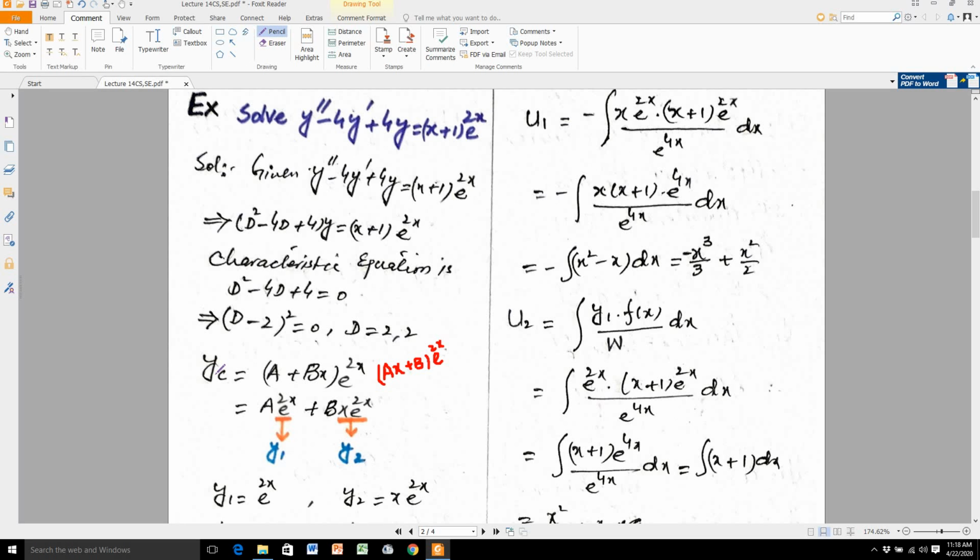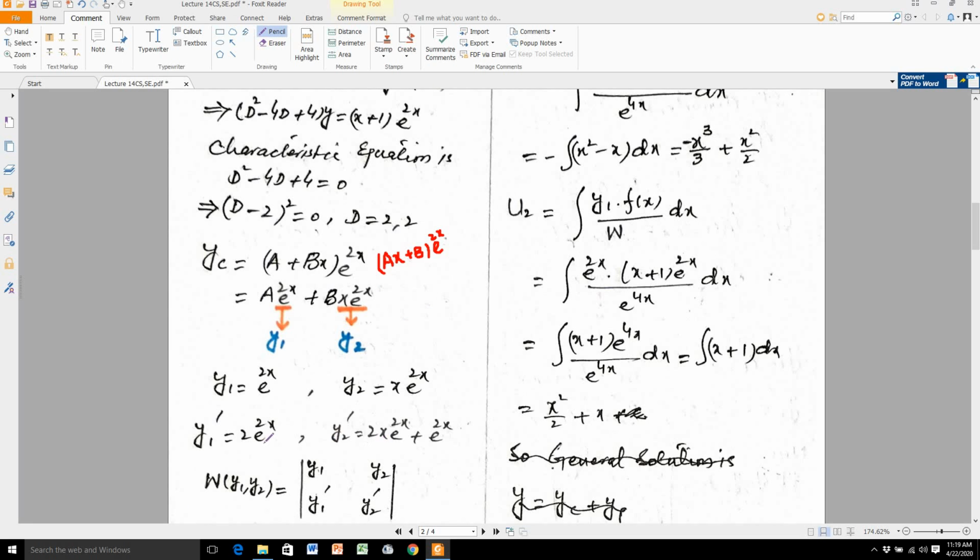Previously, in my lecture number 13, I stated that in variation of parameters, the particular solution is based on the solution of the characteristic part, the characteristic solution. So here I multiply e raised to the power 2x with a and bx. You get a e raised to the power 2x plus bx e raised to the power 2x. I name this y1 and this y2. It is up to you, you may call either one y1 or y2.